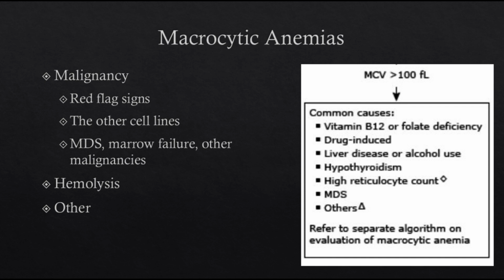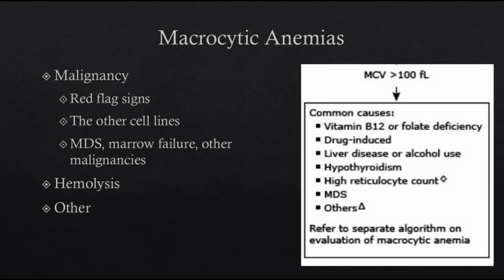And then just more specifically, MDS, which is myelodysplasia, marrow failure, and other malignancies, including some solid tumor malignancies, absolutely can give you a macrocytic anemia as well. You also want to look out for hemolysis. We don't usually think of macrocytic with hemolysis. Usually you'll think normo and sometimes micro, but just keep it in the back of your head. These are some of the things that could be causing it.